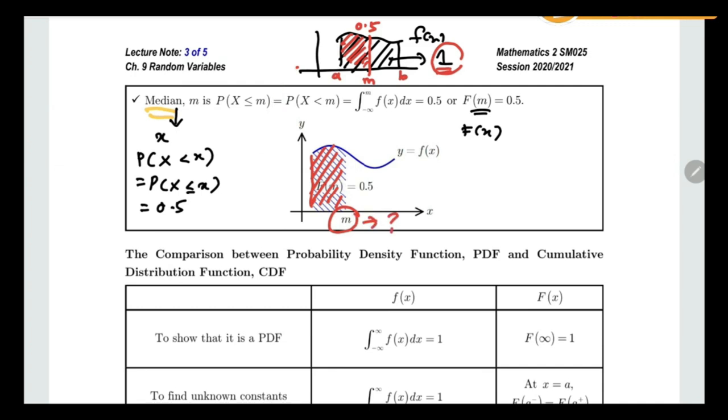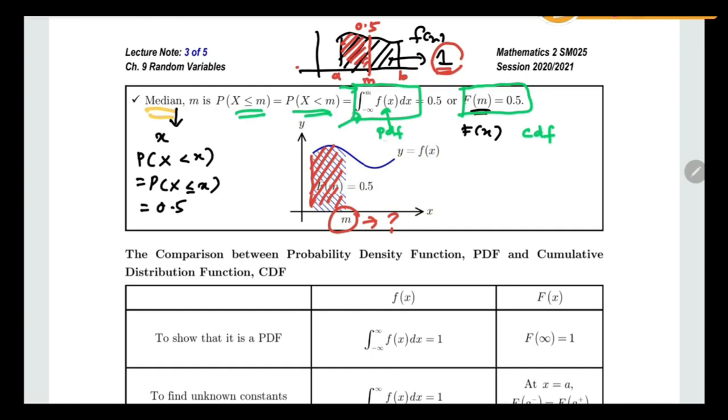So in order to find out the median, it should be written as F(m) = 0.5 if you are using the CDF. Or if you are using the PDF, you need to integrate from negative infinity up to m for the function f(x), which is the PDF, or you can write it in this form. This is just notation.